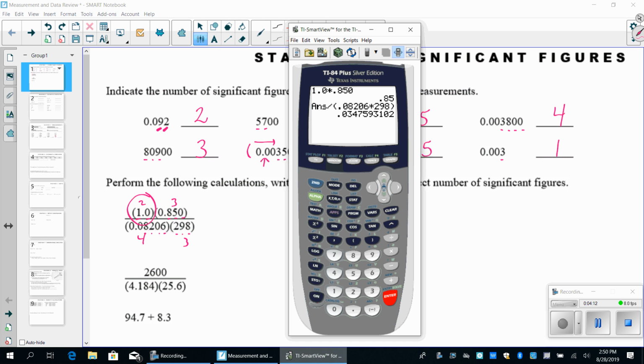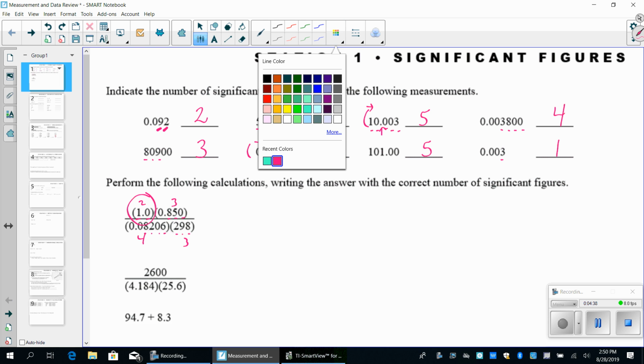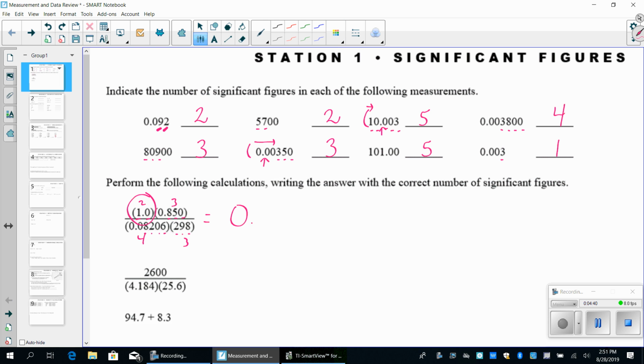Now, in order to do that, your 2 significant figures are going to be the 3 and the 4. So you would keep that as 0.034, and then the 7 would round the 4 up to a 5. So this is expressed as 0.035. And that would be your answer.